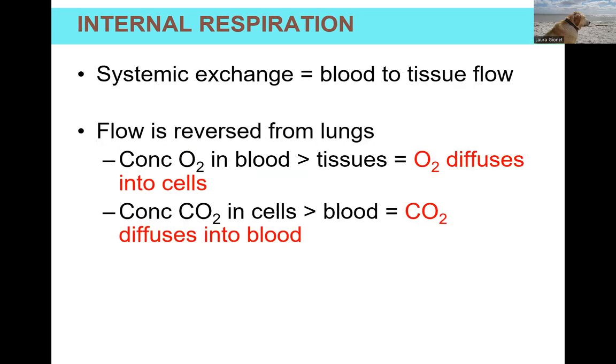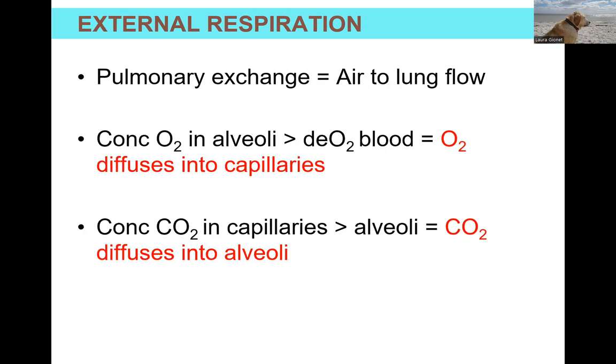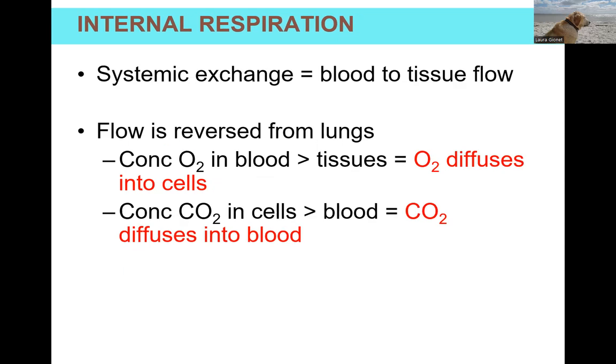Internal respiration is what we call systemic exchange, blood to the tissues. The flow is reversed as that of the lungs. So now you have oxygenated blood entering into the tissues. Up here at the external respiration, we have deoxygenated blood being pumped from the right ventricle to the lungs to drop off the carbon dioxide and pick up the oxygen. Now we're dropping off the oxygen and picking up the carbon dioxide. So flow is reversed. The concentration of oxygen in the blood is far greater than in the tissues. That's what that greater than sign is for.